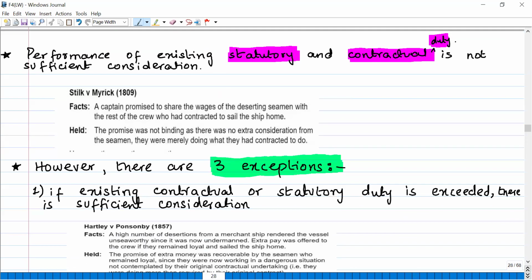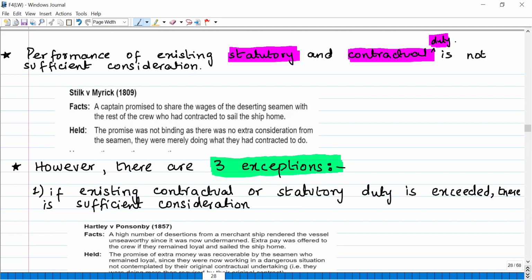Performance of an existing statutory or contractual duty is not sufficient consideration. Statutory means what the law says to you, and contractual duty means what the contract says to you. If you are just doing that duty, then it will not be considered sufficient consideration. And if it is not sufficient consideration, it is not binding. Okay, it will not be binding.